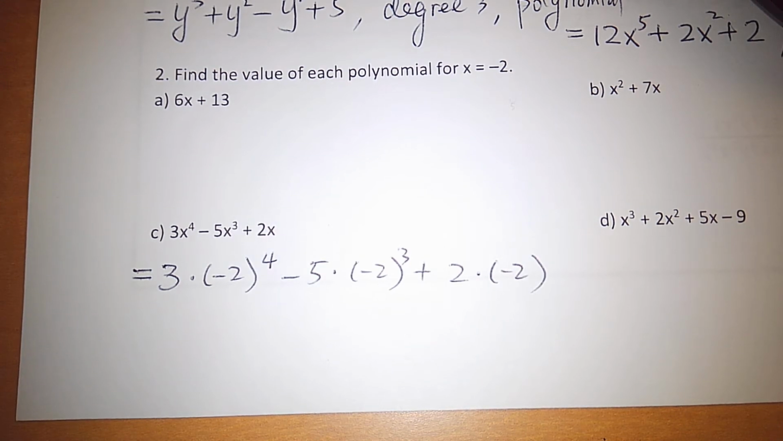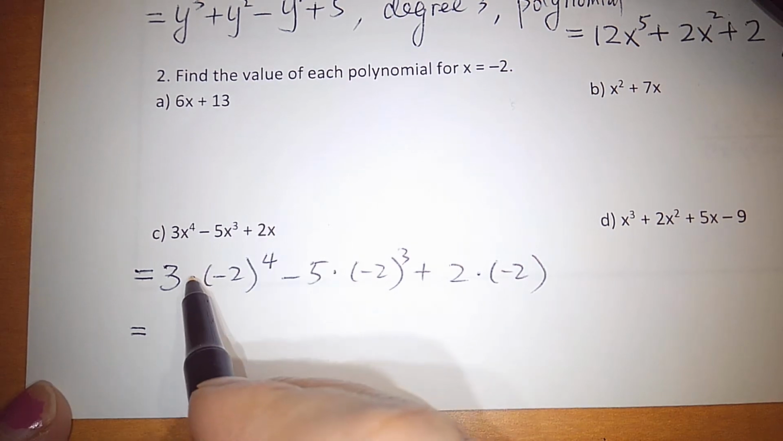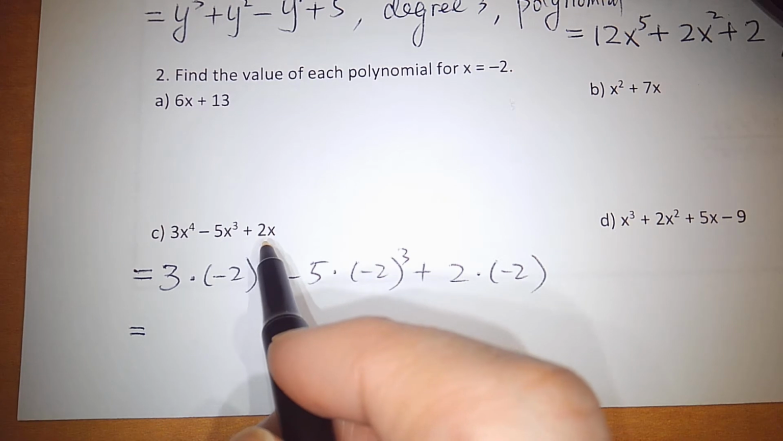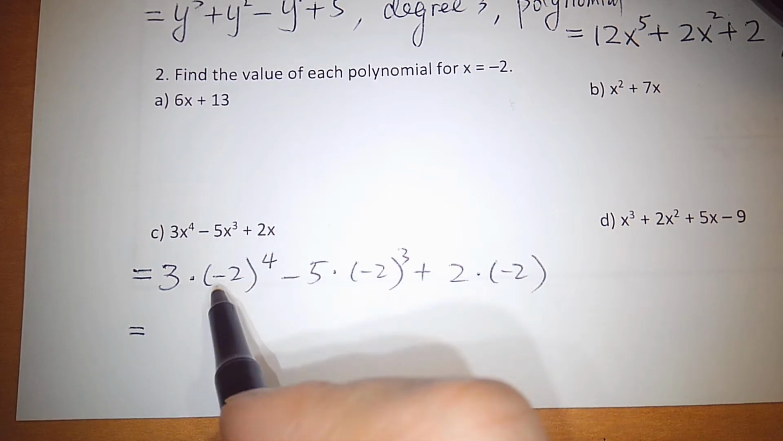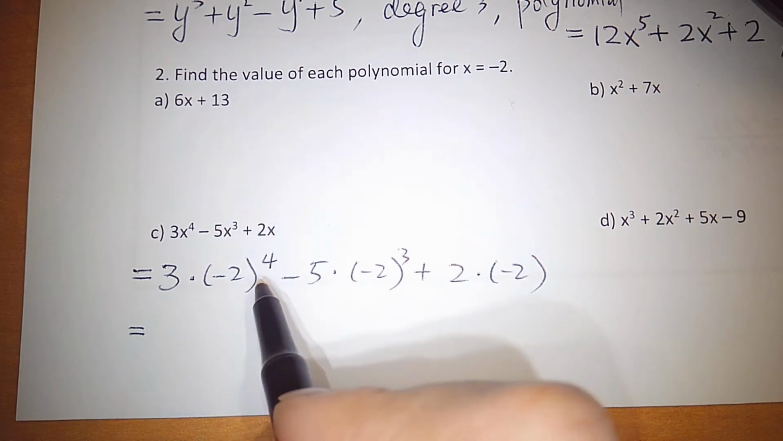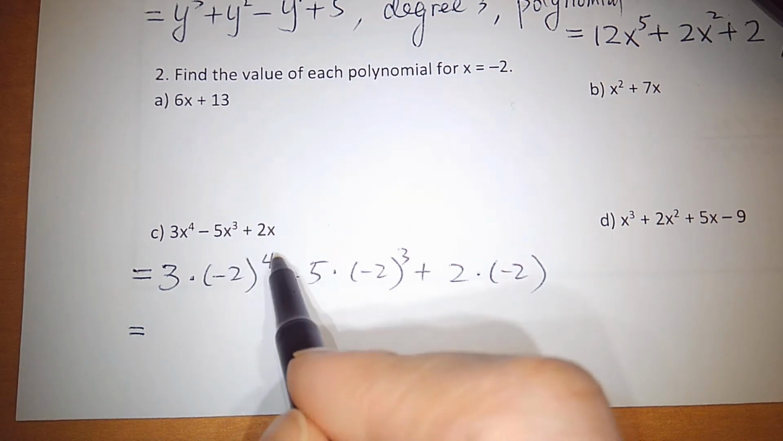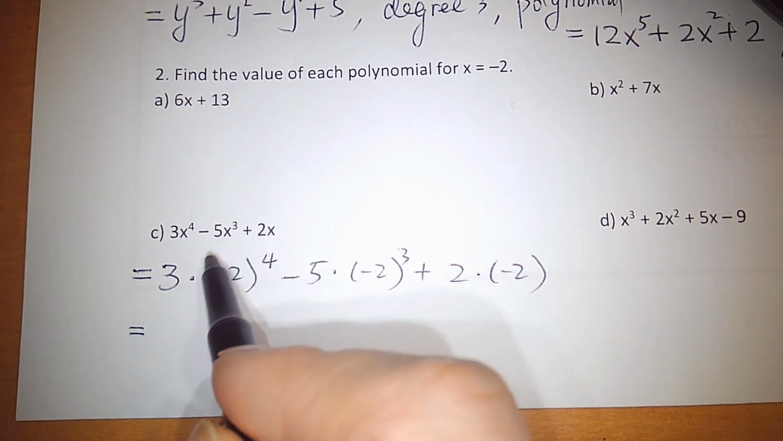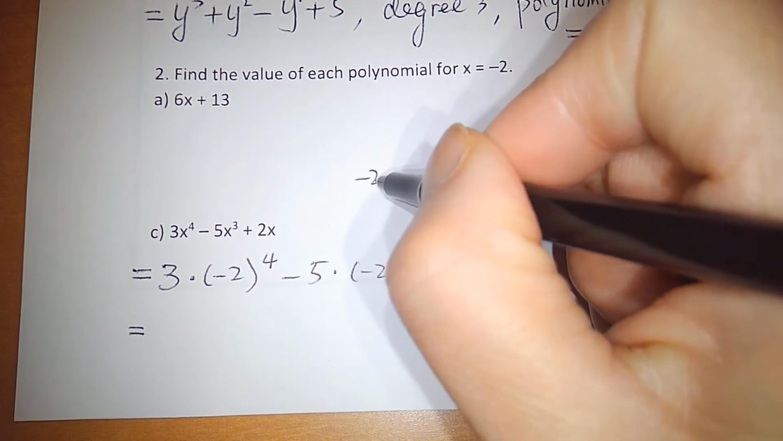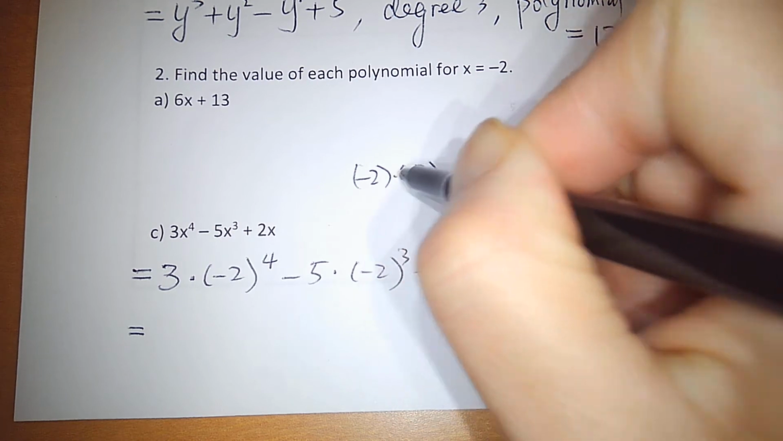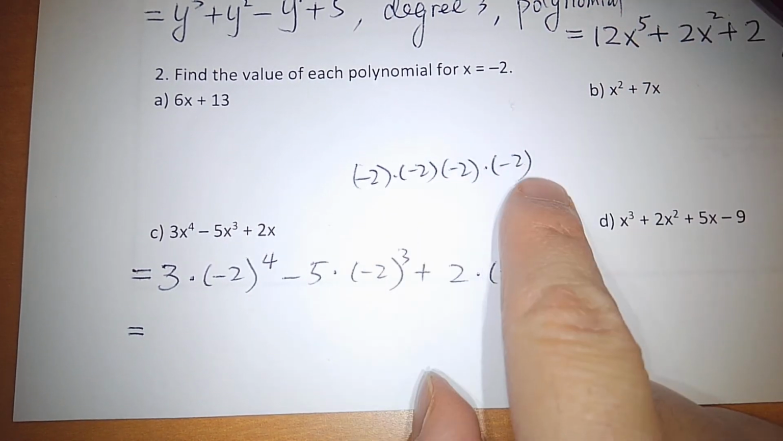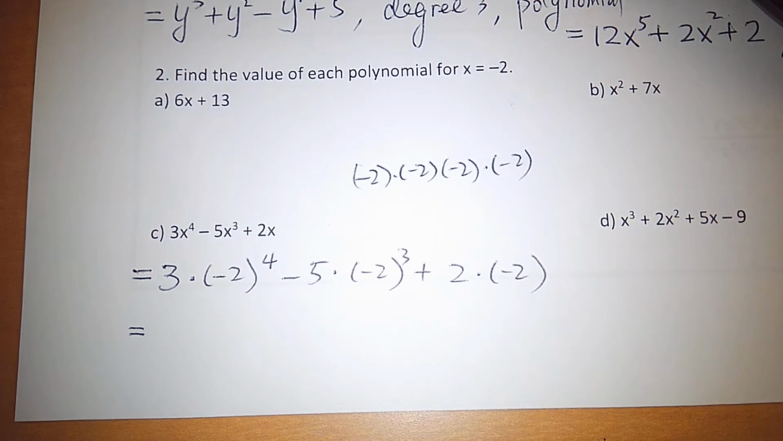Now let's simplify. When we have multiplication and exponent, which operation should we do first? We do exponent before multiplication, right? So we have to compute negative 2 to the 4th power. How do you understand negative 2 to the 4th power? Remember the exponent we learned already? Multiply by negative 2 four times, right?